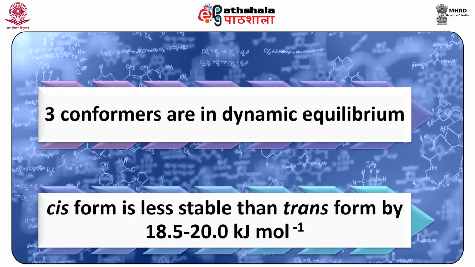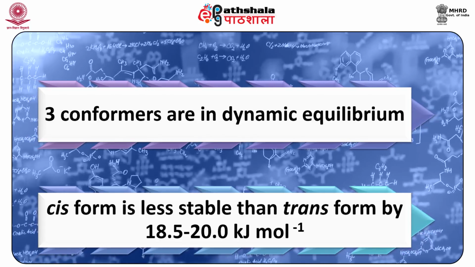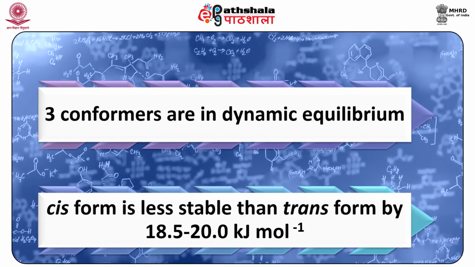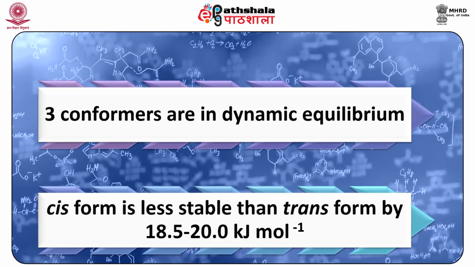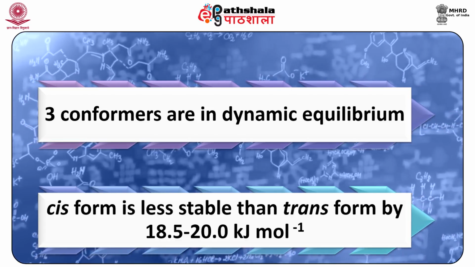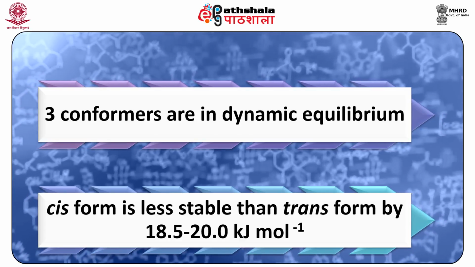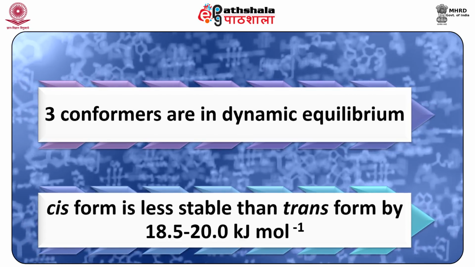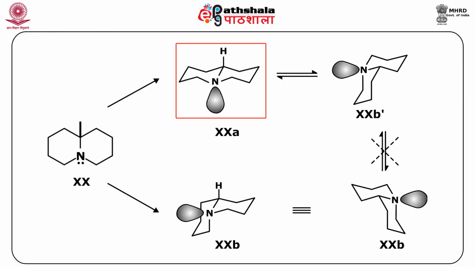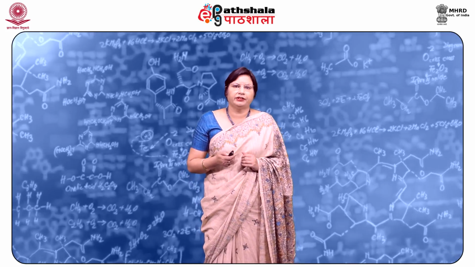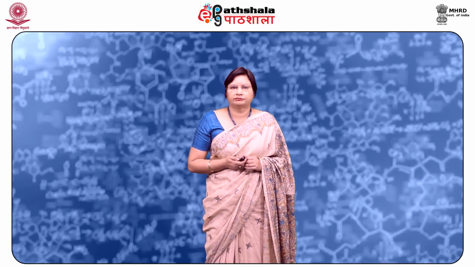The 3 conformers are in dynamic equilibrium. The cis form is less stable than the trans form by 18.5 to 20 kilojoules per mole. So, you can see how their interconversion or the equilibrium is established. You can see here from this 20A how this 20B dash conversion is happening, the free rotation, and the 20B is not interconvertible into 20A. So, you have clearly these 3 stereoisomeric forms.